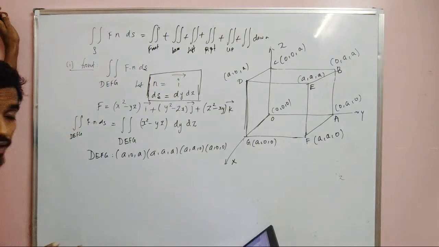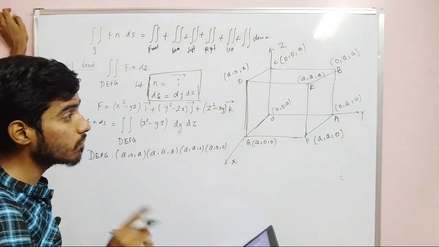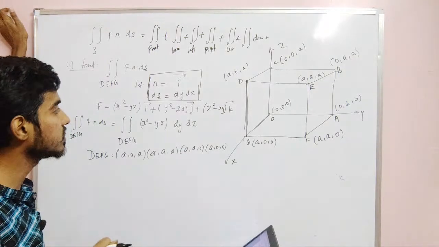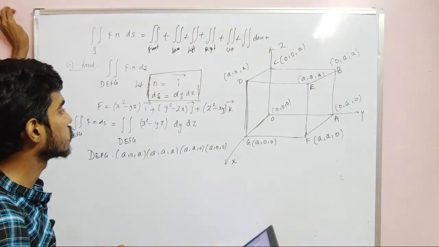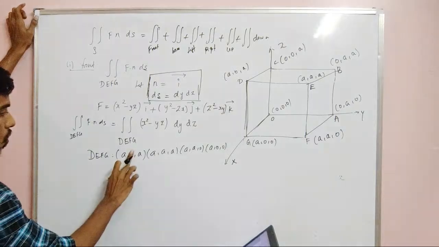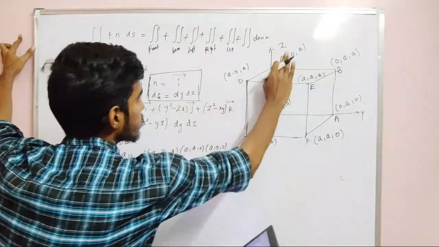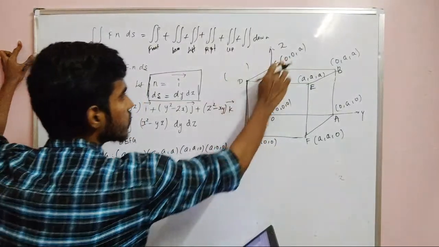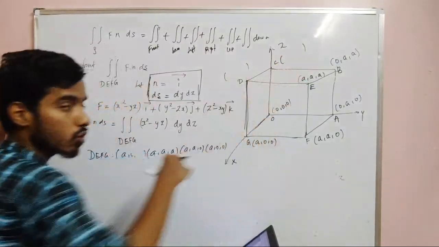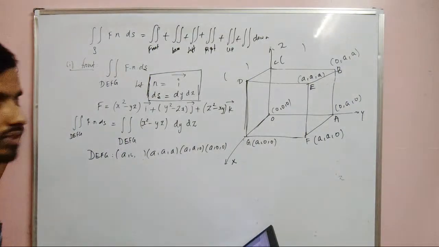Actually the x bound is a, y bound is b, z bound is c, right? Okay, let me change this diagram. I have taken all the vertices to be equal to a. Actually x bound is a, y bound is b, z bound is c.